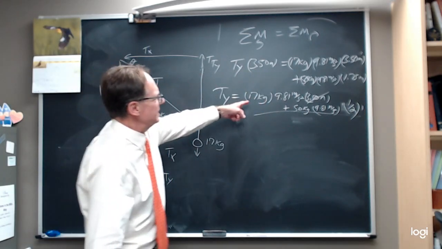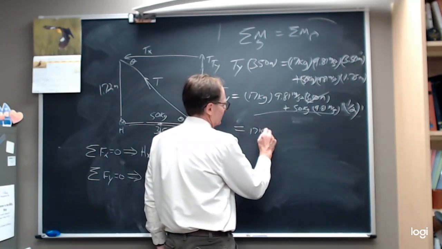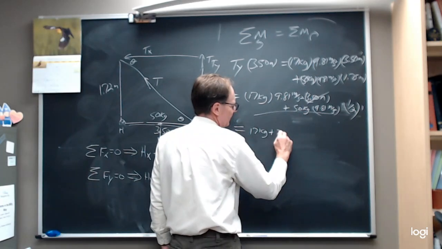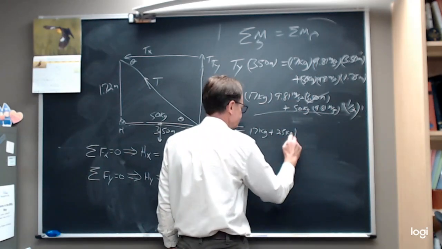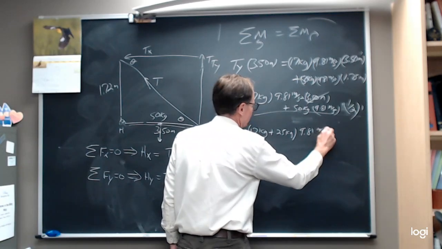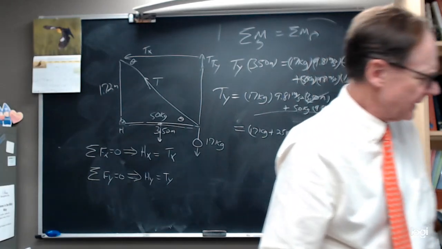So it's 17 kilograms, and we're just going to write it out that way. We're going to write it as 17 kilograms plus 1/2 times 50, which is 25 kilograms, times 9.81 meters per second squared. That's 42 kilograms times 9.81 meters per second squared.